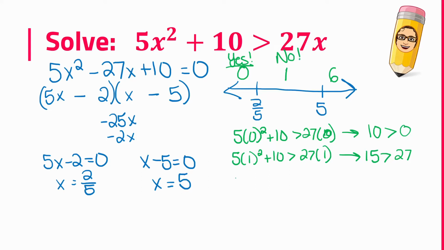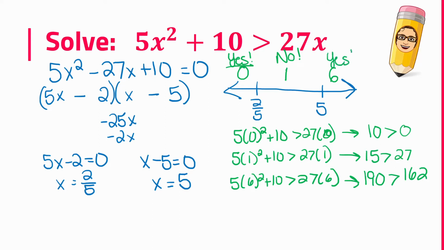Now let's test the last one. So I'm plugging in a 6, the test value we chose there. So 5 times 6 squared plus 10 is greater than 27 times 6. 36 times 5 is, let me grab my calculator here, 180, plus 10 is 190. And that is bigger than 27 times 6, which is 162. Is 190 bigger than 162? Yes, indeed it is. So I have a yes on the far right.